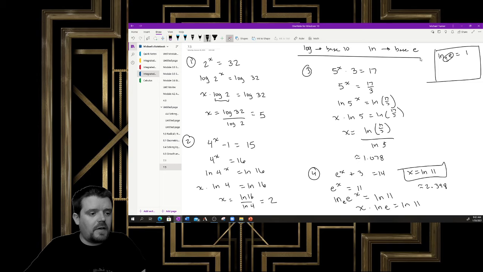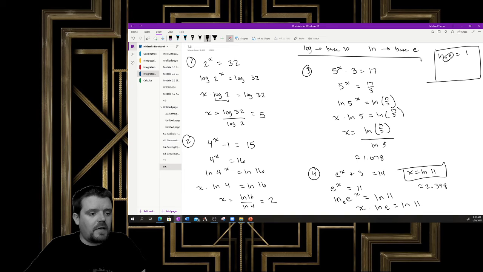By doing that, log 2 is just a constant. That's some number, that's a value. So we're going to treat it like any other two-step equation. I'm going to divide both sides by log 2, which gives me log 32 over log 2, and I would evaluate that to get 5. You can use your calculator to double check this: log 32 divided by log 2 gives me 5.